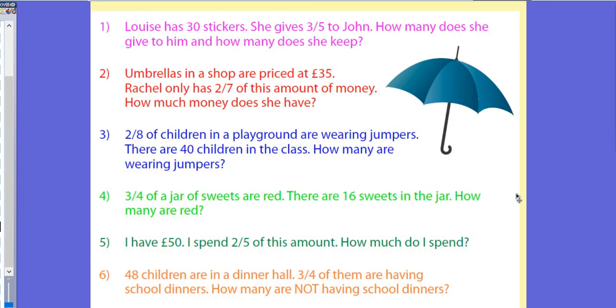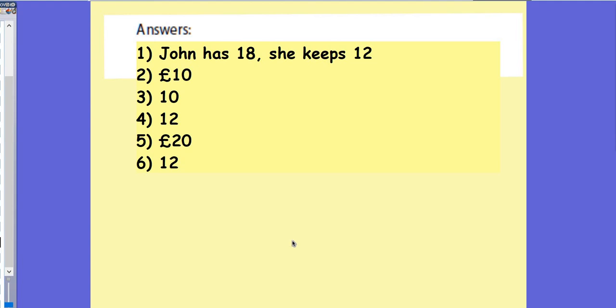Okay, Year 7, can you please pause the video and in your light blue books, have a go at these questions for me. Spend about 10 to 15 minutes on these, having a little think, and draw the bar model every single time. It's going to help you out. Okay, Year 7, these are the answers you were looking for. John has 18, she keeps 12, £10, 10, 12, £20 and 12.